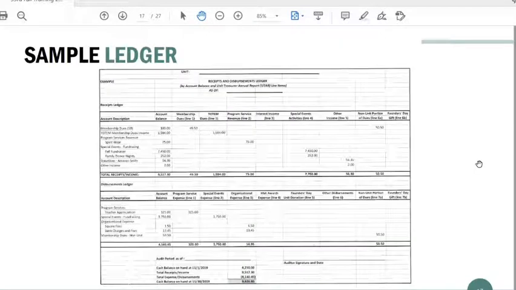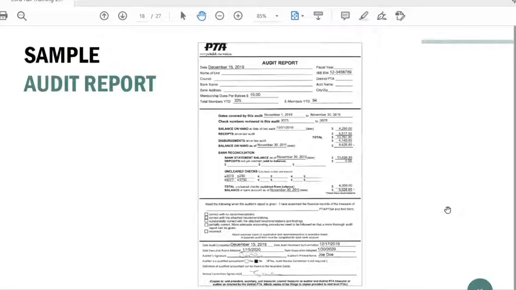Okay, this is a sample of the ledger. This is prepared each month in conjunction with a treasurer report and the bank reconciliation. On this form, you are breaking down each expense and your income into the different classifications that are used for the purposes of filing your taxes. This is a second required form when completing the audit process.